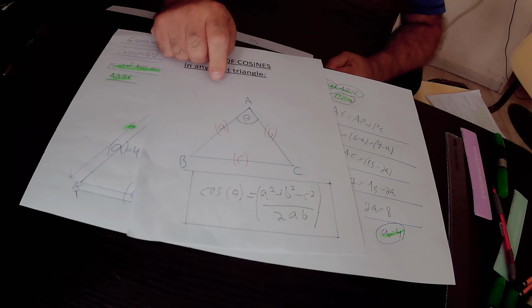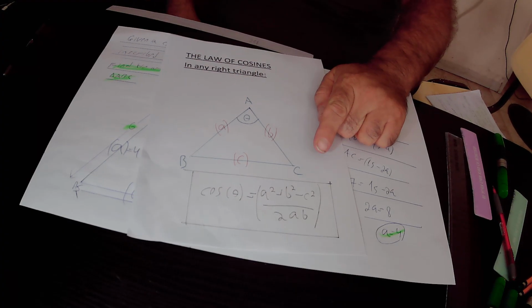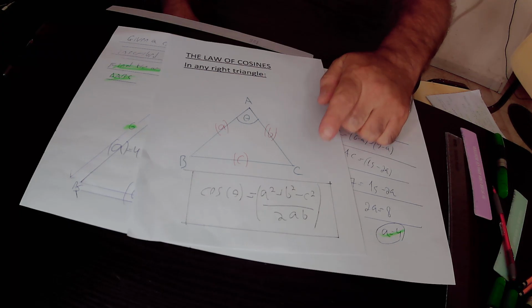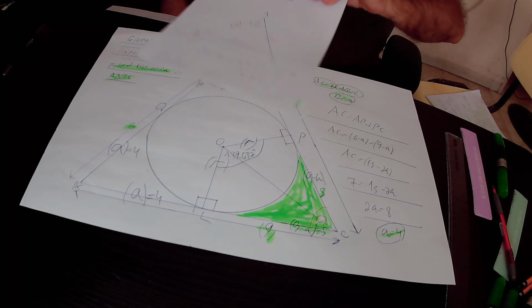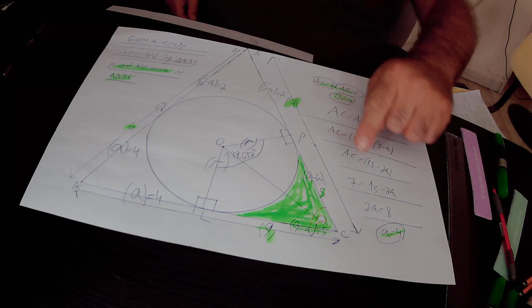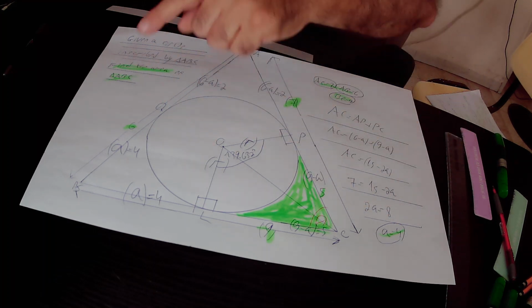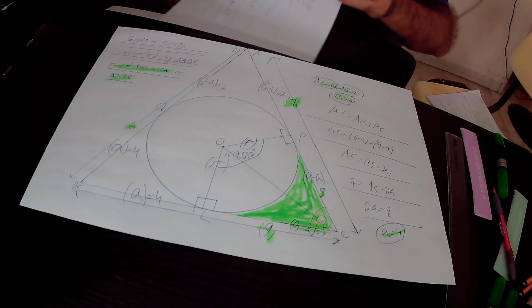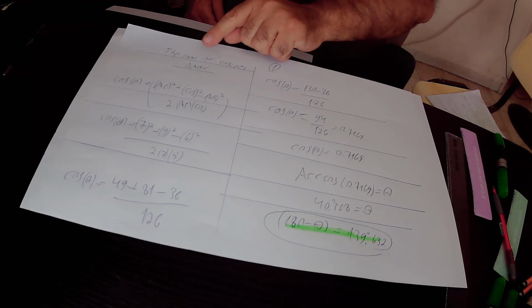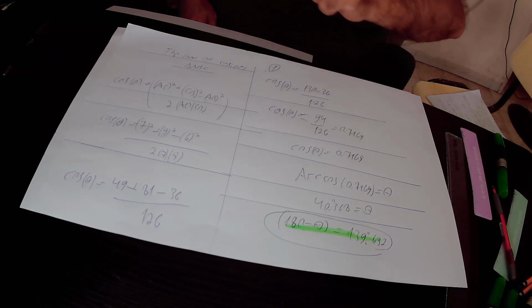So in this triangle ABC, the following equation is true: cosine theta equals a squared plus b squared minus c squared over 2 times a times b. Again, cosine theta equals a squared plus b squared minus c squared over 2ab. Can you implement the law of cosines in this triangle ABC? According to the law of cosines, cosine theta equals AC squared plus CB squared minus AB squared over 2 times AC times CB.